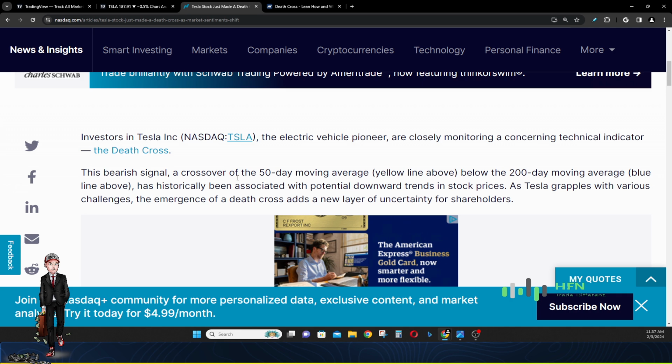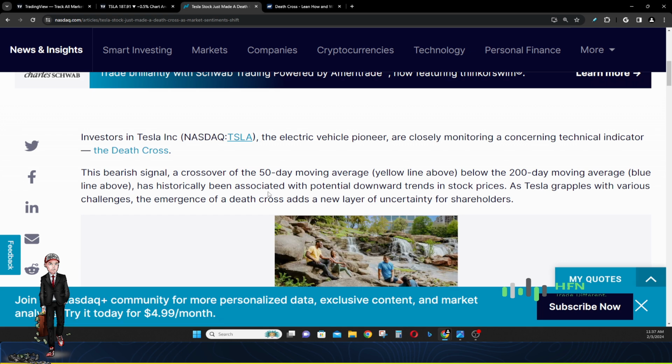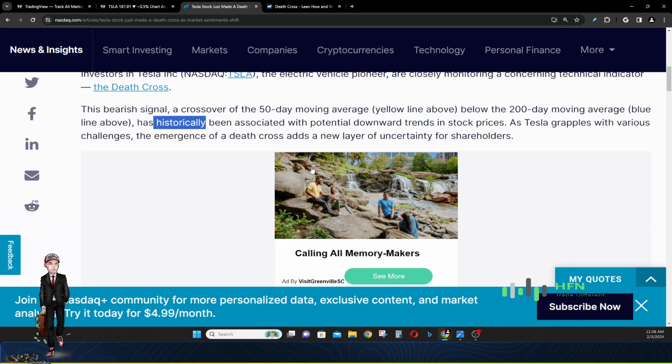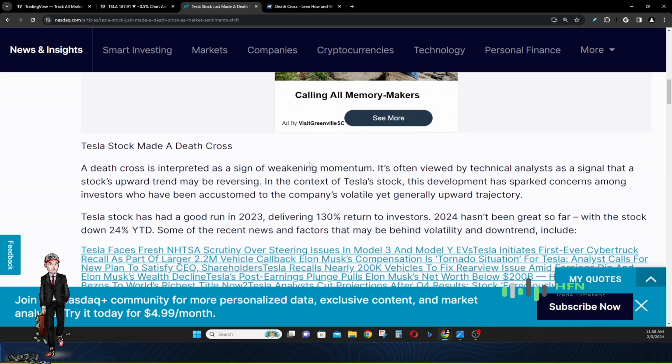As Tesla grapples with various challenges, the emergence of a death cross adds a new layer of uncertainty for investors or shareholders. Uncertainty? I don't think that's going to be uncertain if, from a historical perspective, whenever it crosses the 200-day, it goes down. That's not uncertainty. If anything, it gives you more credibility as to where price is going to go. So what is this article trying to tell us?